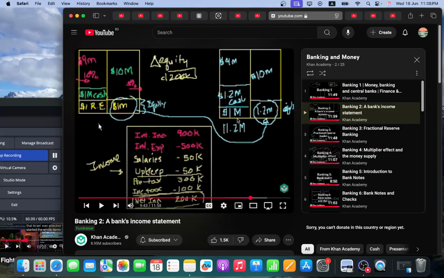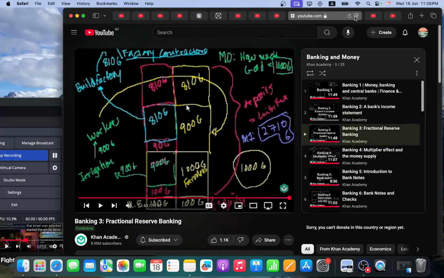This is how we come to the equity, this is how we calculate it. We have 11.2 million in assets, we have 10 million in liability, which is basically the deposits, and subtract this from this and you get 1.2 million worth of owner's equity now. And then we come to fractional reserve banking.